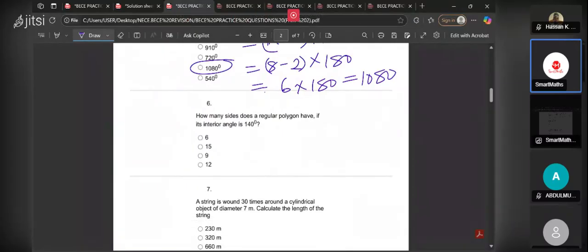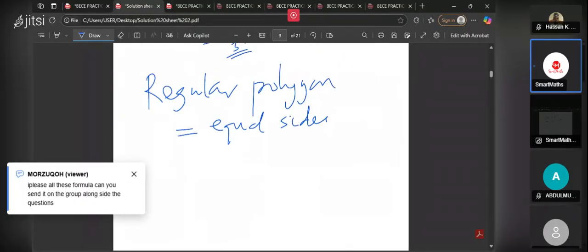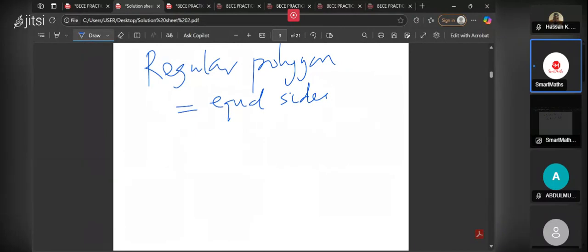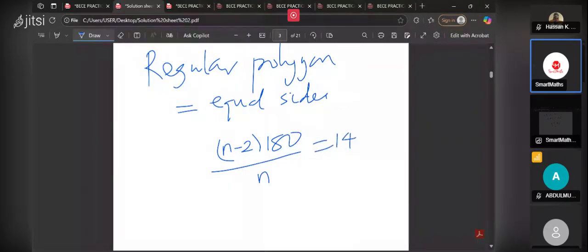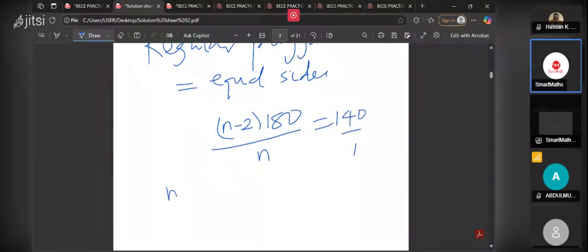How many sides does a regular polygon have if its interior angle is 140 degrees? So the interior angle of that polygon is 140, but we don't know the number of sides. Now, the sum of interior angles of a polygon is n minus 2 brackets 180. Each interior angle is 140, so we divide the sum by the number of sides, equals 140 over 1. So that means we have n minus 2 brackets 180 equals 140n.